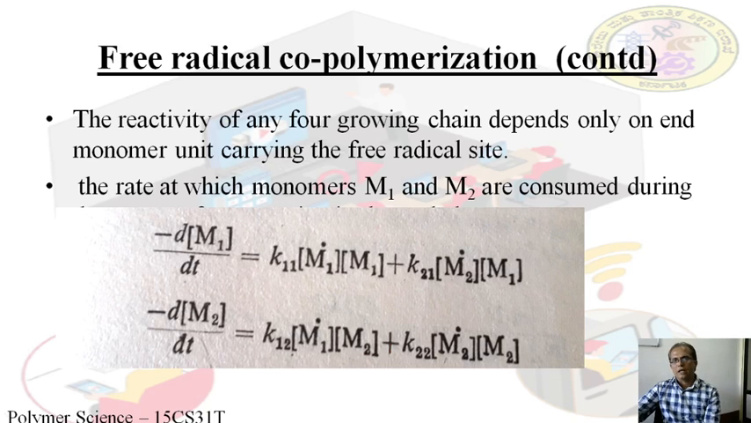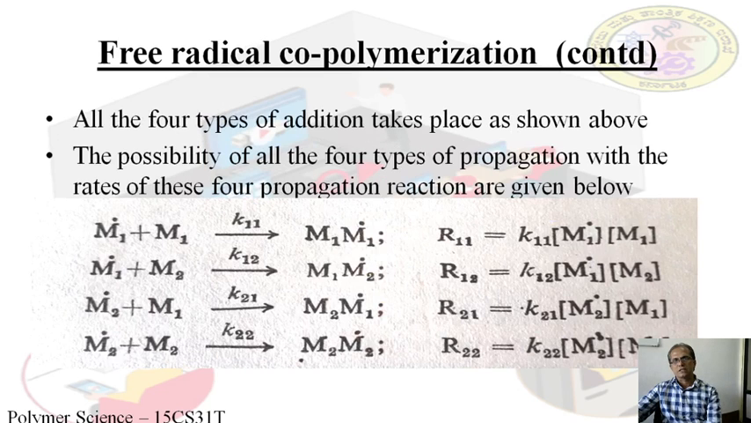The reactivity of any growing chain depends on the end monomer unit carrying the free radical site. So the reactivity is shown over here. We can write R11, that is K11 [M1•][M1]. The reactivity of 1, 2 we can write as R12 = K12 [M1•][M2]. Similarly, the reactivity of the third one, R21, is equal to K21 [M2•][M1].